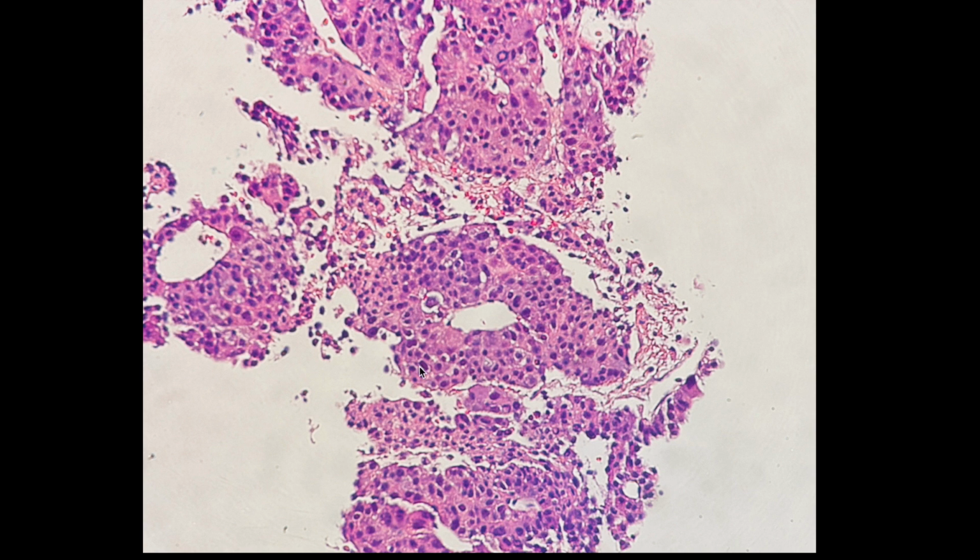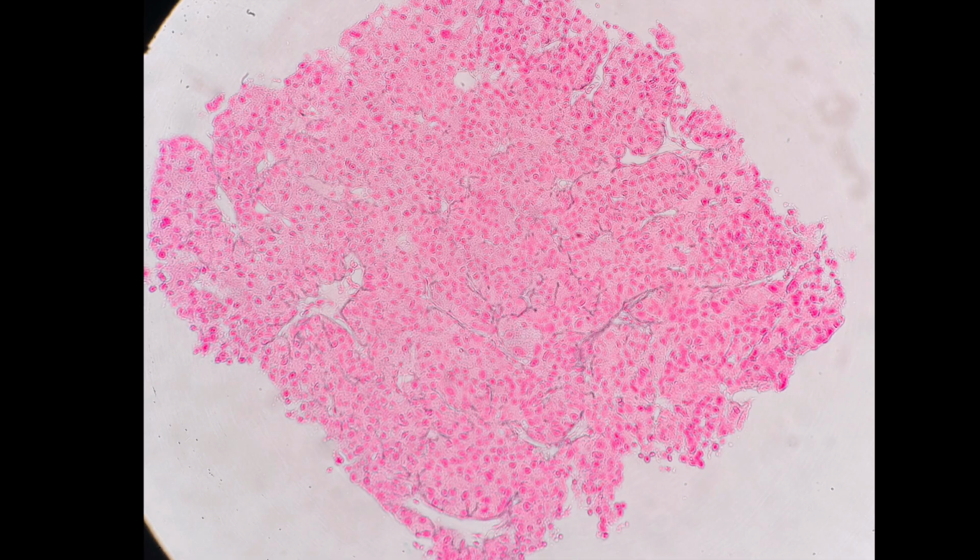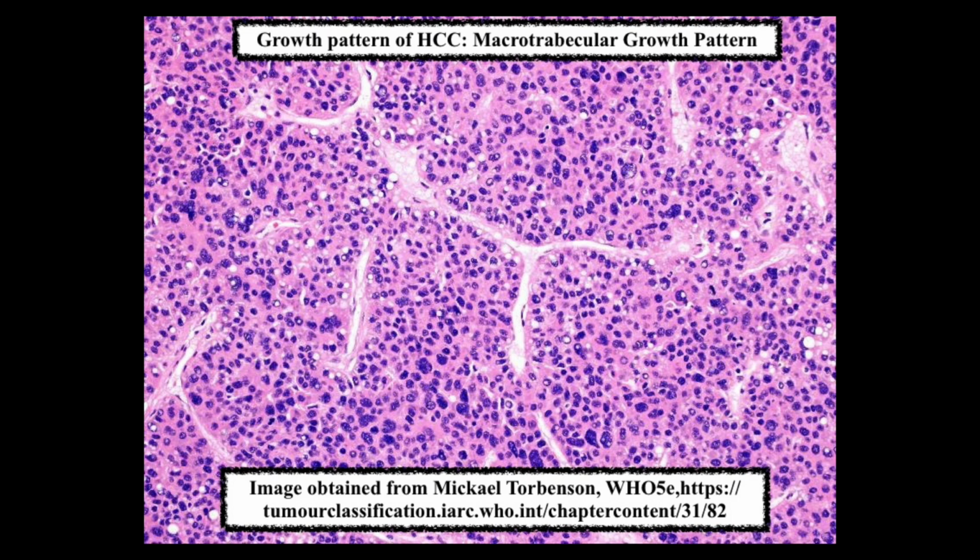Here is an instance of pseudoglandular or pseudoacinar architectural pattern. Here is a trabeculated pattern in the same biopsy specimen. And here's a reticulin stain showing the loss of the reticulin meshwork. This is a macrotrabecular growth pattern, and as you can see, there are more than 10 cells making up a trabeculae.